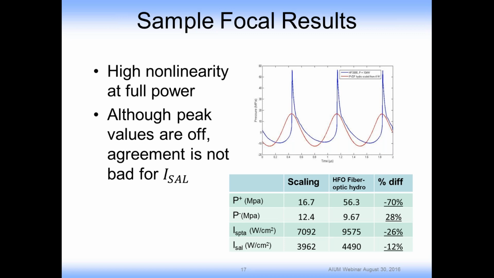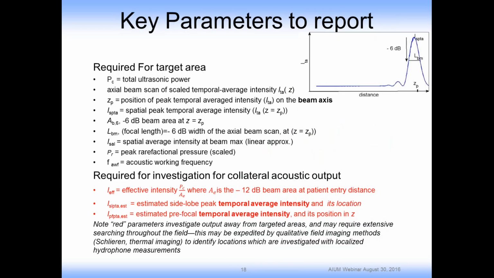Similarly for ISPTA, that's also off by about 26%. But the ISAL parameter, which, as I said, involves averaging, was off by significantly less, by about 12%. I want to briefly discuss the other parameters that the standards ask you to report.